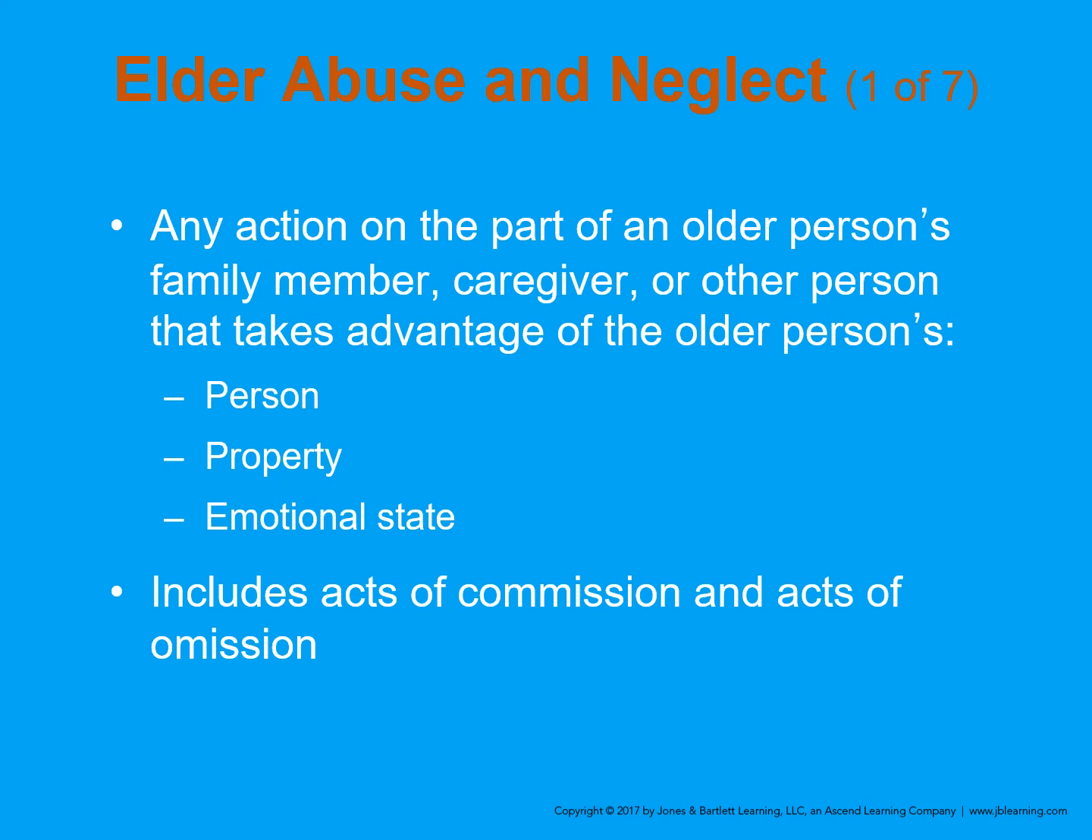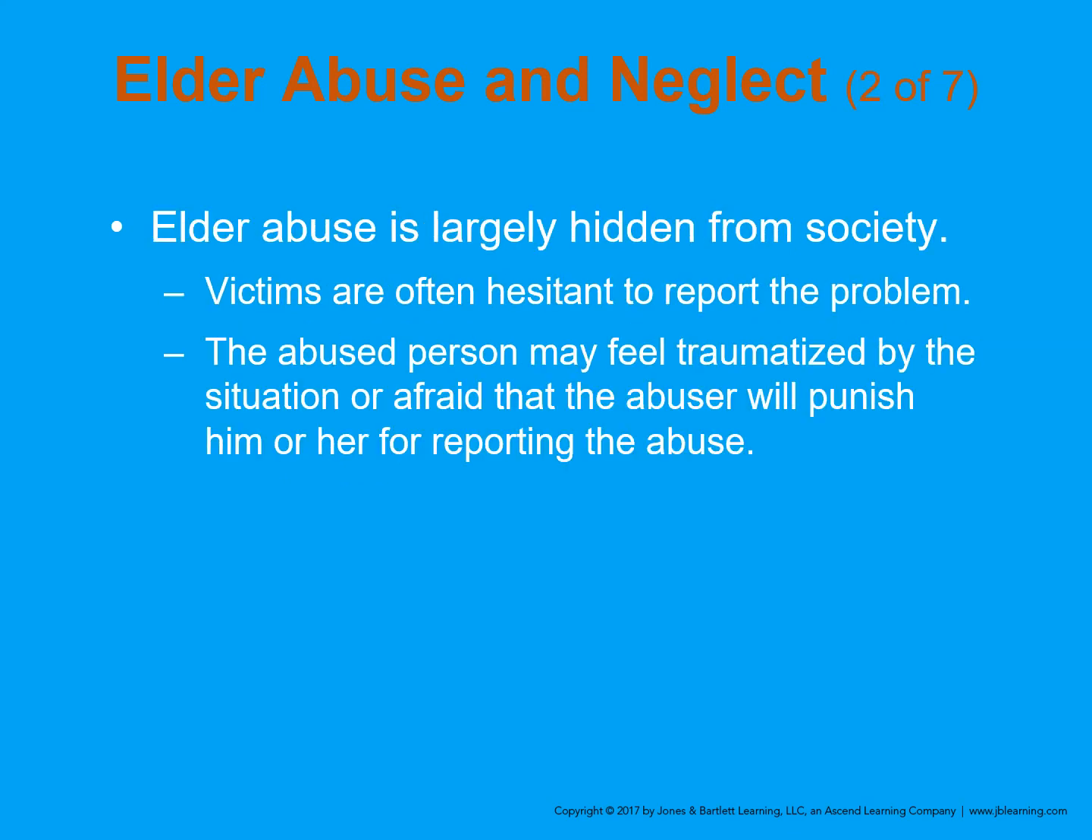Includes acts of commission and acts of omission. So doing things particularly to hurt them is abuse, and not doing things that would help them is neglect. All right, let's do 6 slides of this.